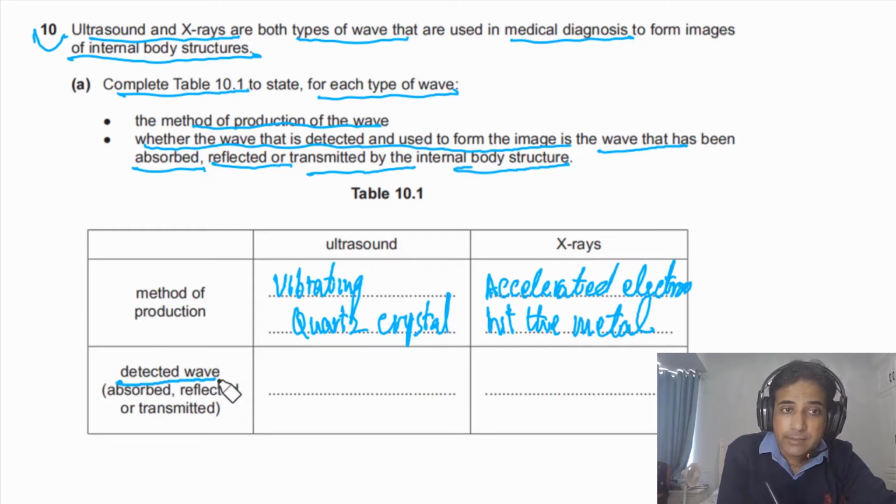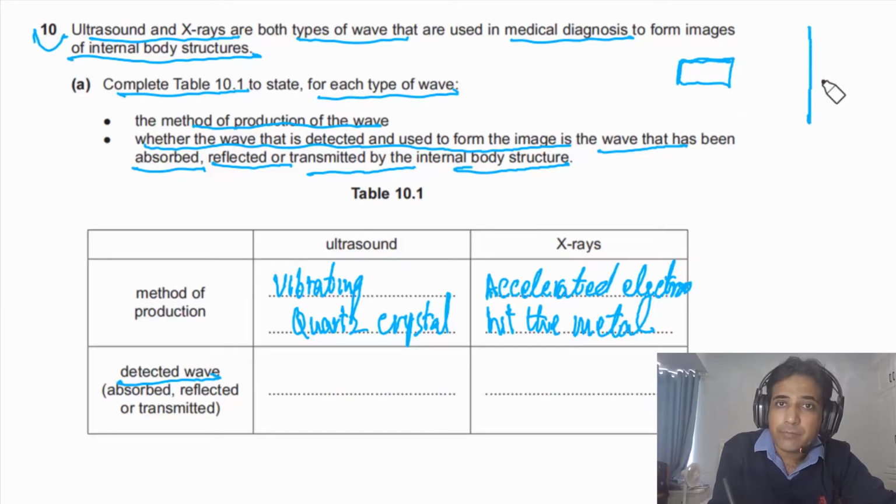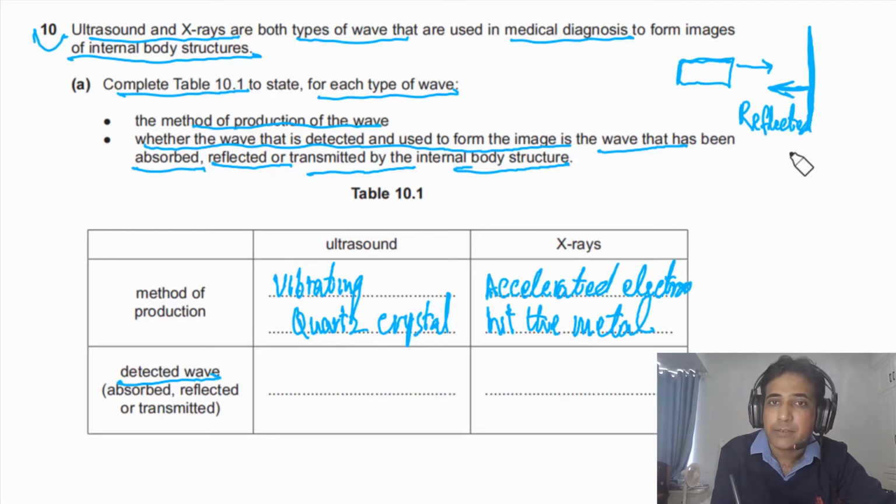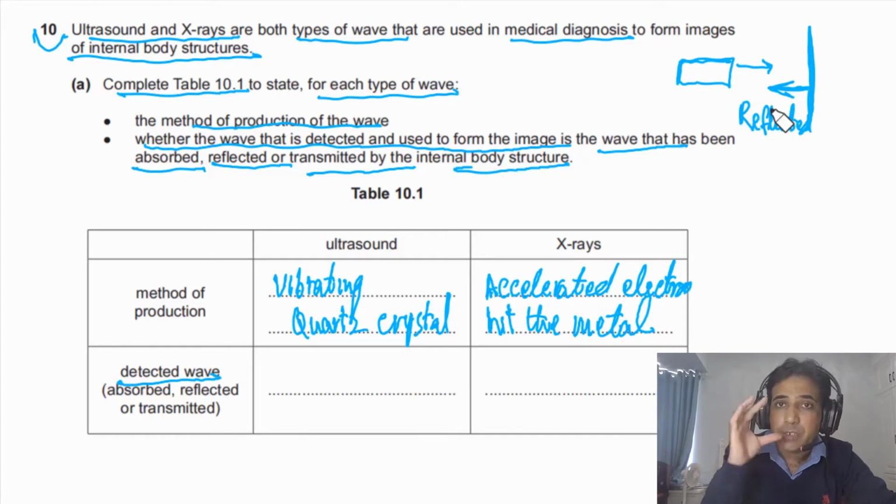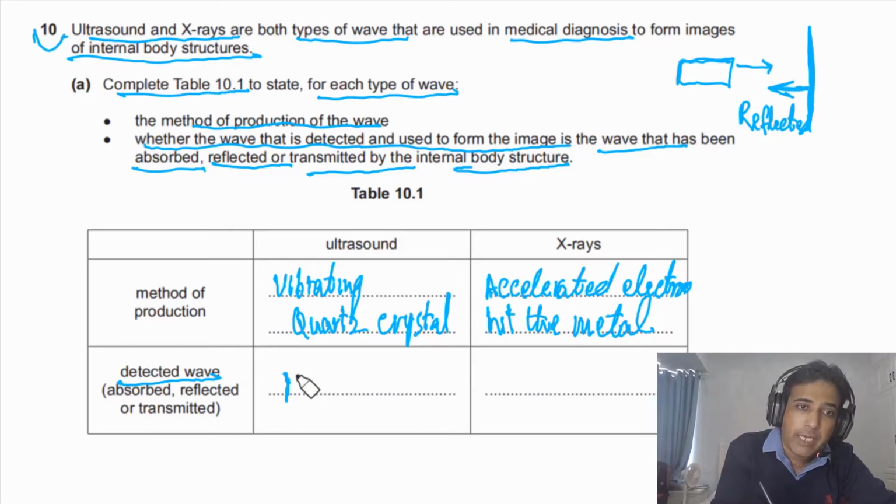Detection means the detected wave. In ultrasound, we have here a transducer, and here we have the boundary between two different media. We will send ultrasound waves, and when they reflect from this boundary, this reflected wave will be detected, and with the help of this we can form the ultrasound image. So simply we have to say here: reflected wave is detected.